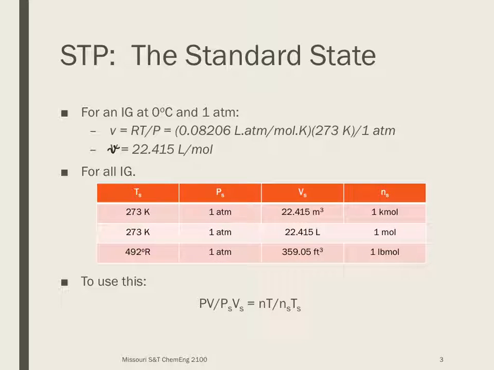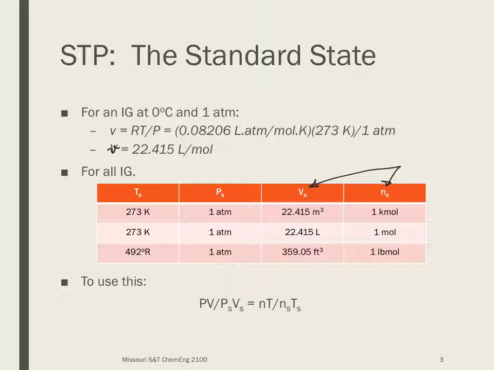And if you do this for all the various states, for the kinds of moles that we typically use, whether it's the gram mole, the kilogram mole, or the pound mole, the volume associated with the standard temperature and pressure varies. And so STP gives us a relationship between standard volume and standard moles for various units.